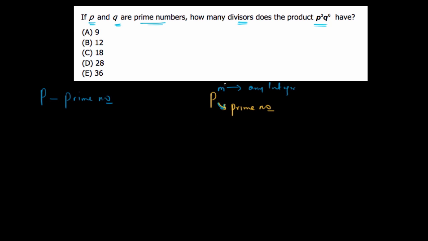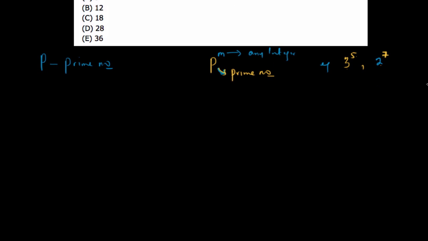Anytime you have a number of this form, an example is 3 to the power 5. 3 is a prime number, 5 is an integer. Another one is 2 to the power 7. This is a prime, this is an integer. So these are the examples of numbers I want to derive a formula for. Anyway, let's go ahead. You'll get your understanding very soon. Don't worry.